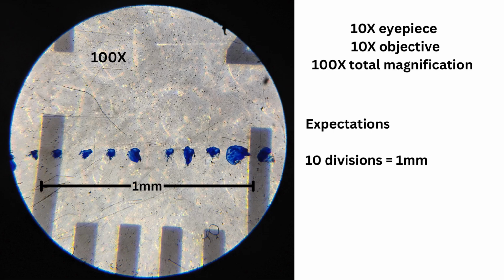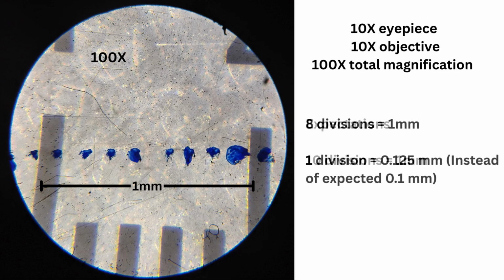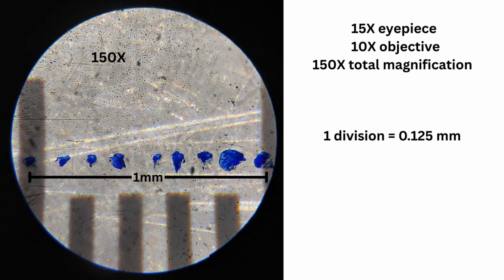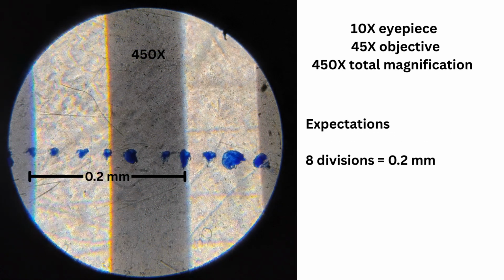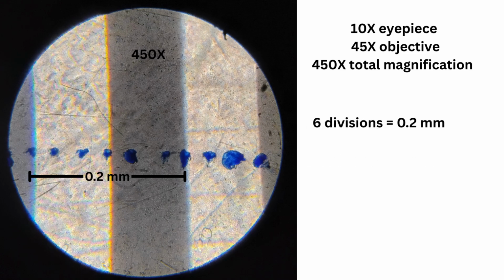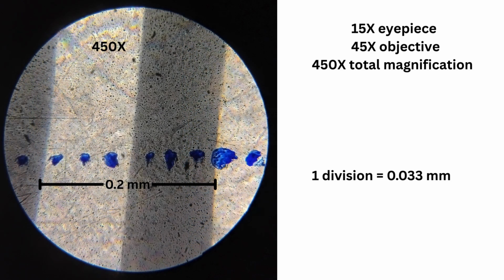Under 10x objective, for both the eyepiece combinations, I expected 10 graticule divisions to align with 1 millimeter. Instead, 8 graticule divisions aligned with 1 millimeter. Therefore, one division is equal to 0.125 millimeters. Under 40x objective, for both eyepiece combinations, I expected 8 graticule divisions to align with 0.2 millimeters. Instead, 6 graticule divisions matched 0.2 millimeters, so one division is equal to 0.033 millimeters.